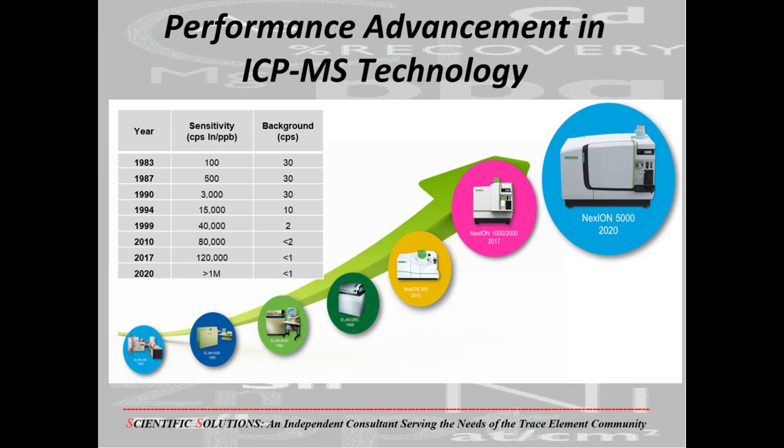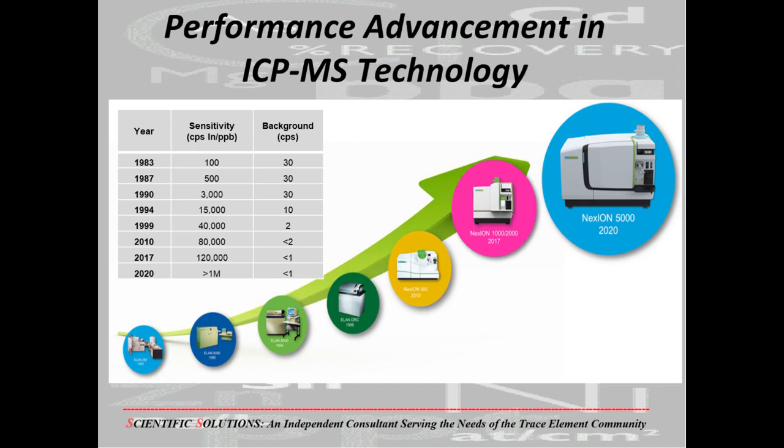So let's take a brief look at the historical development of the technique with regard to performance enhancements. This graphic shows that over the past 38 years, there have been significant improvements in sensitivity, detection capability, and interference reduction. For example, in 1983, when ICP-MS was first commercialized, sensitivity for one part per billion of indium was around 100 counts per second. Today, it is over 1 million counts per second.